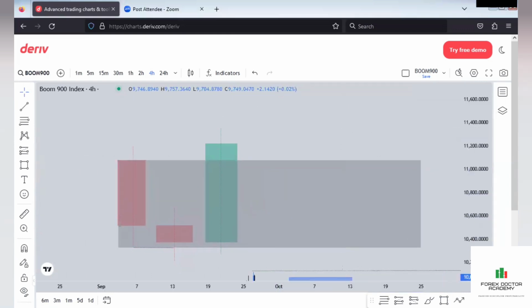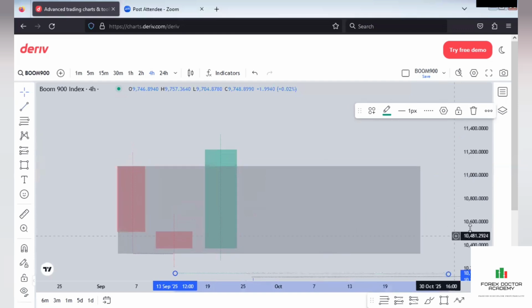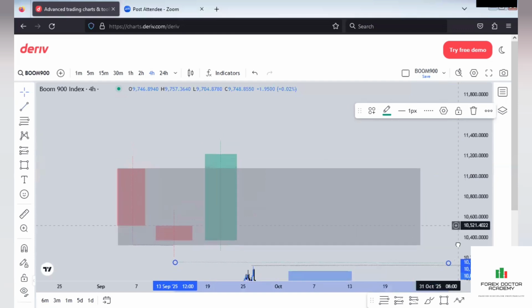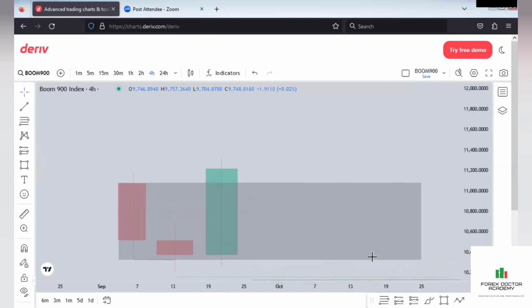Then your SL should be set just below the wick, or the low, of your follow-up candle. This is where your SL should be placed, just below this low. Your SL will be very, very tight. Now, price reacts to this sometimes, or 80% of the times I've seen.